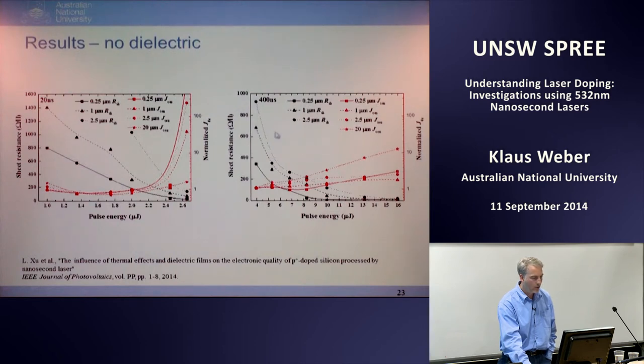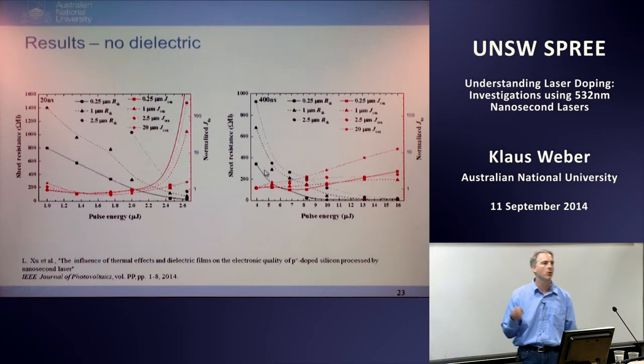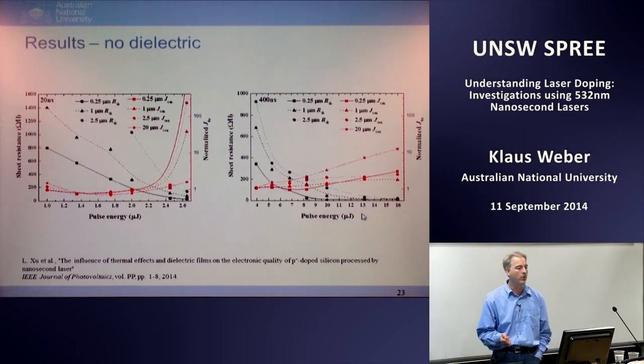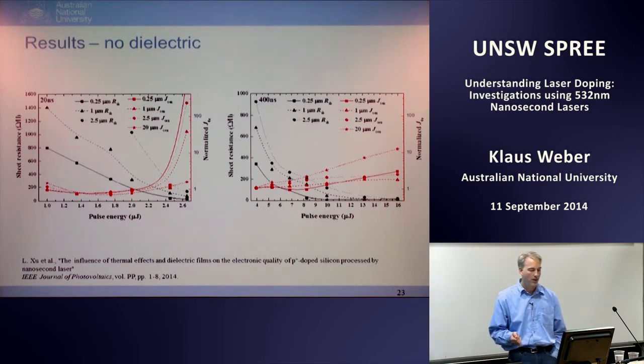And if we now vary the pulse width, so we go to 400 nanoseconds, the first thing is that if we increase the pulse width, we can absorb much more energy. So in this case, our pulse energy is much higher. And we can see that we've got a somewhat broader window in which to do our doping. And once again, we've got this window where we can maintain a J naught which is close to 1. So really no significant damage introduced through the laser process. That's kind of nice.